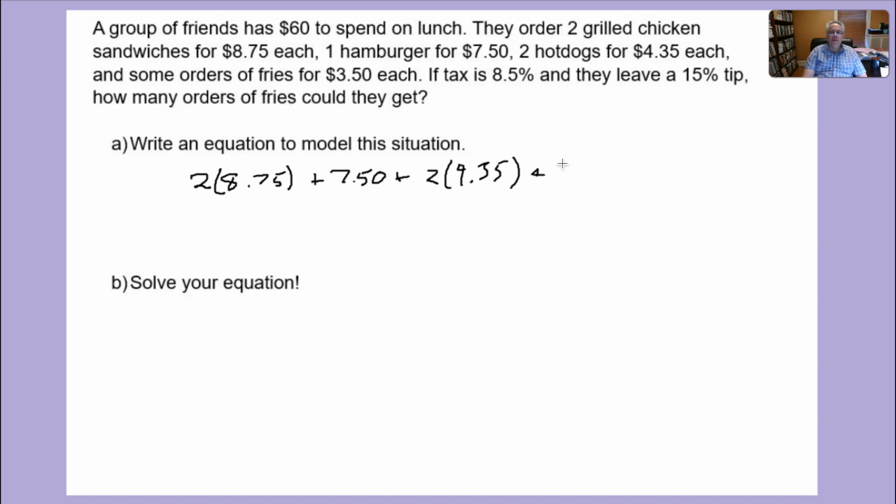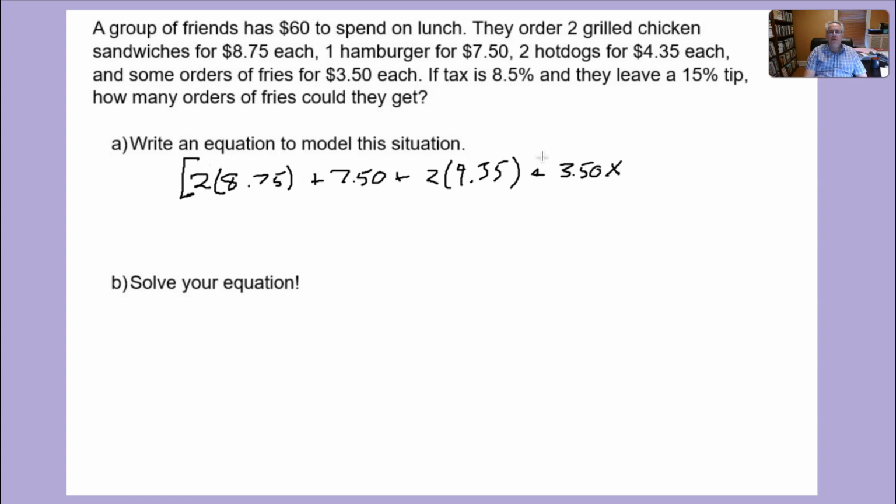We don't know how many. That's where the variable comes in. So we're going to write 3.50 times x. X is how many orders of fries they order, and they're $3.50 each. So 3.50 times x is how much the fries cost.